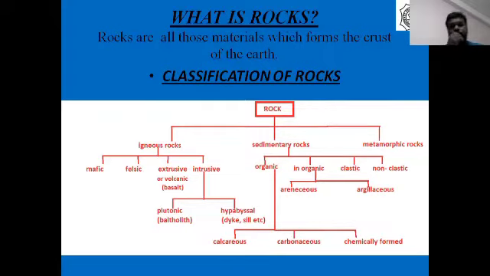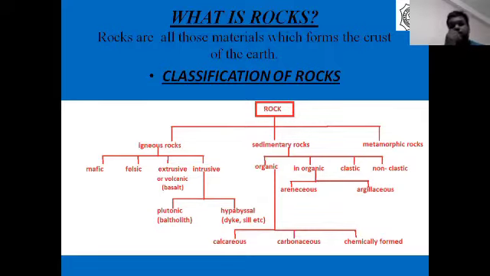The definition of rock: rocks may simply be defined as all those materials which form the crust of the earth, whether it is a hard structure like granite or soft like clay.